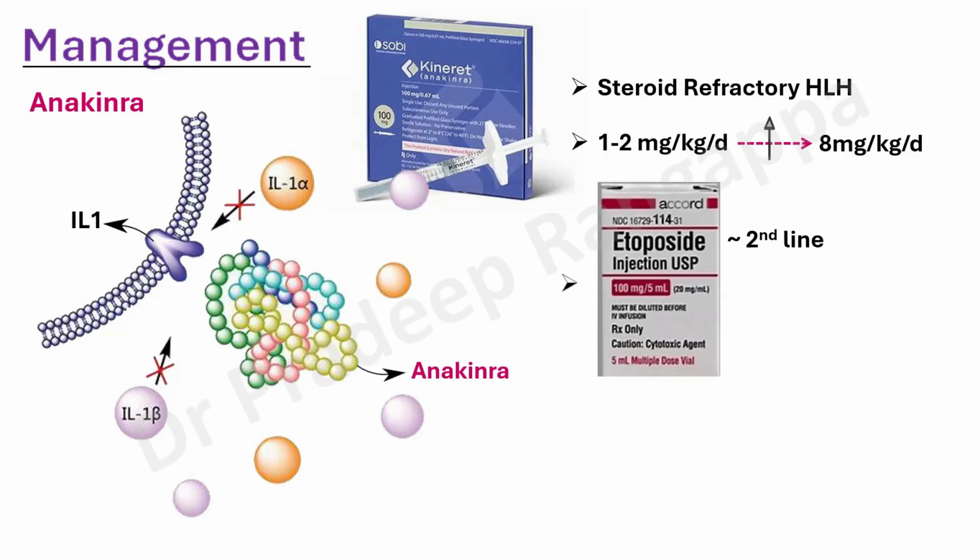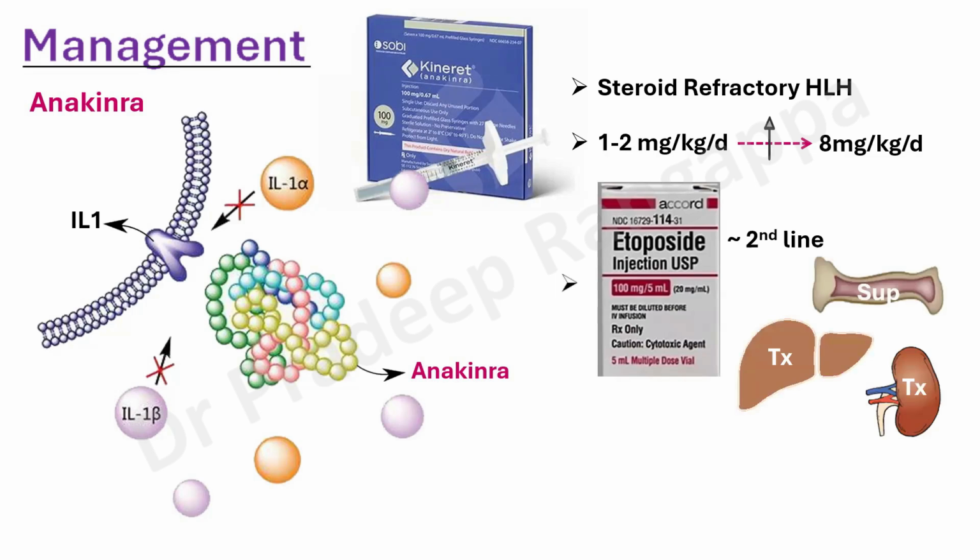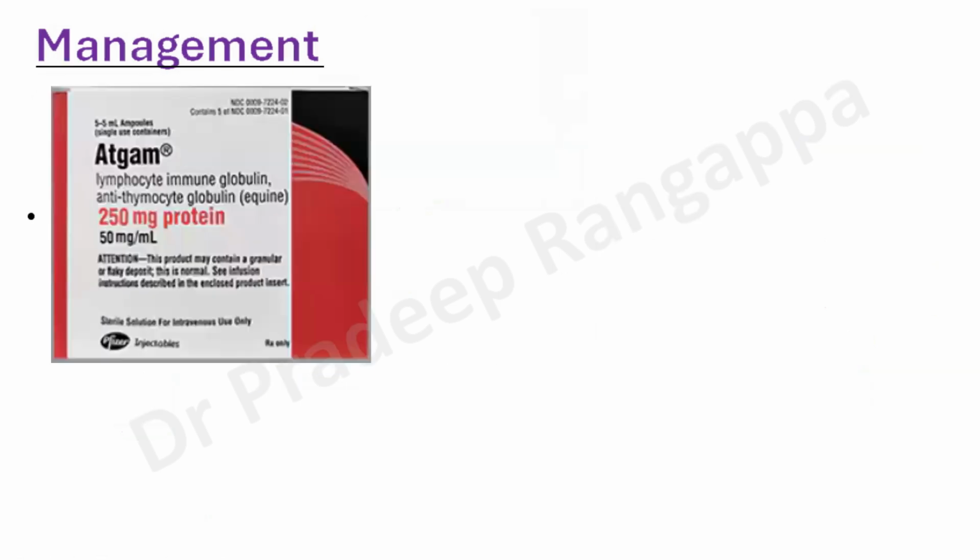The other agent that is used is etoposide, which is considered as a second line. But the problem with etoposide is it can cause severe bone marrow suppression, liver toxicity and nephrotoxicity. So these are some of the side effects of etoposide.